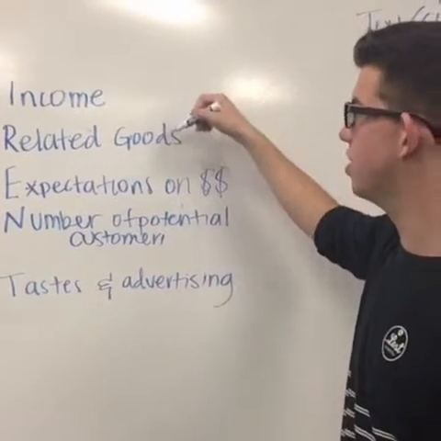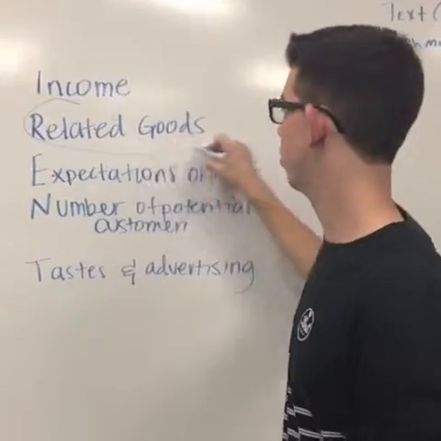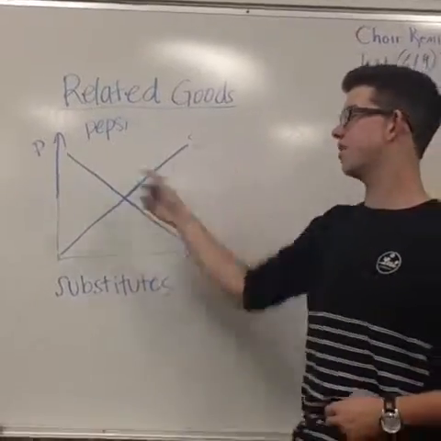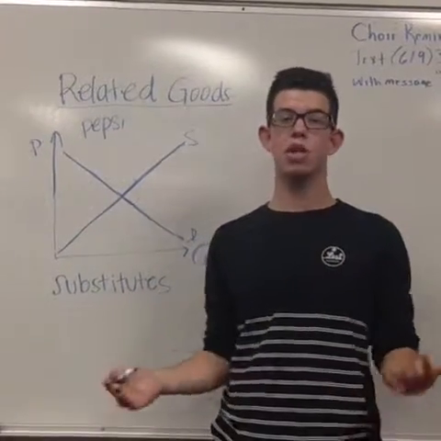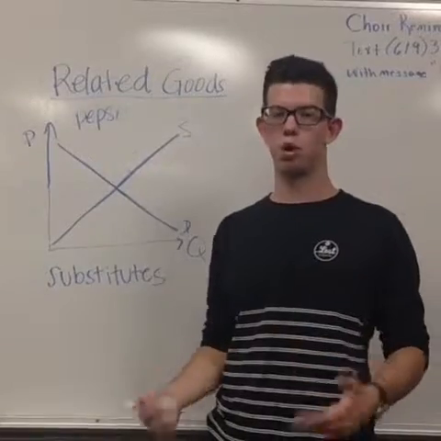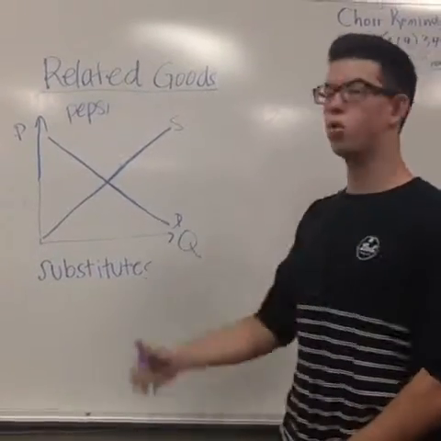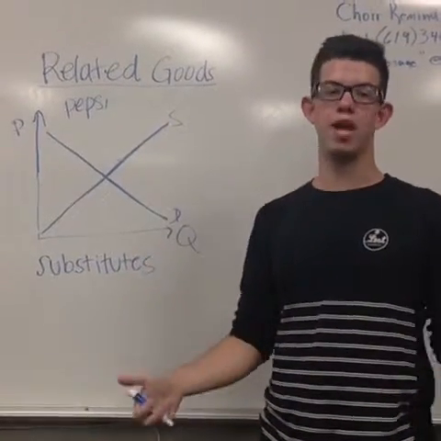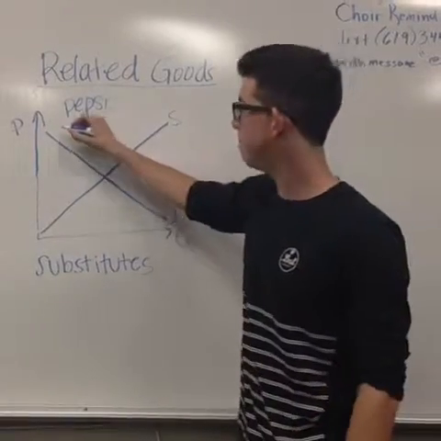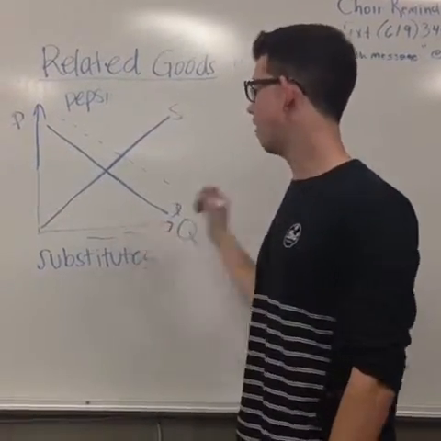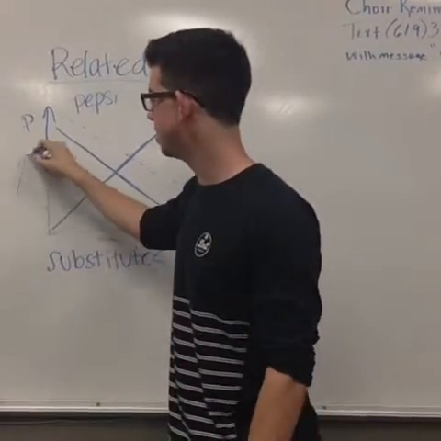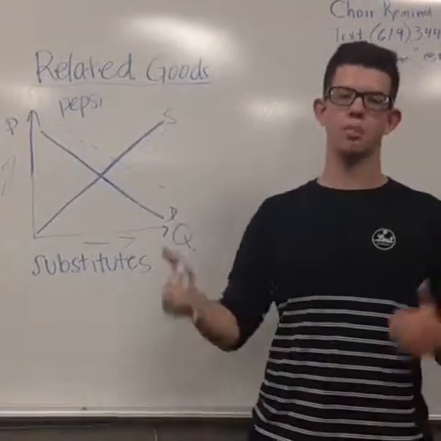Let's talk about the second reason the demand curve will shift, related goods. Let's talk about related goods and how this affects the demand curve. More specifically, substitutes, alright? Now Pepsi and Coke are substitutes since they're a really similar product. Let's say that the price of Coke goes way up. That means people aren't going to want to buy it as much. So the demand for Pepsi, its substitute, is going to increase, which means the quantity of that is going to increase as well as the price, all because Coke decided to jack up its prices.